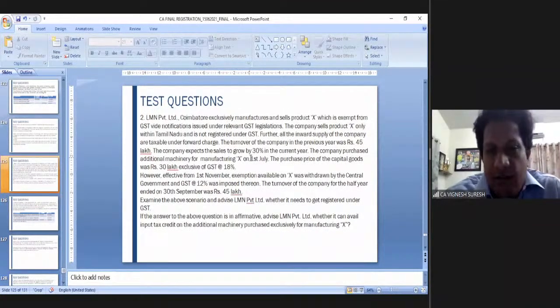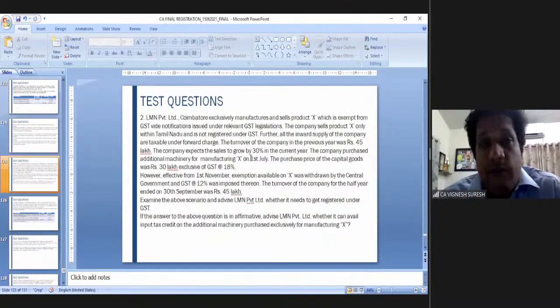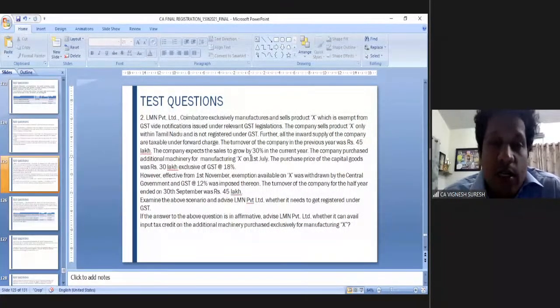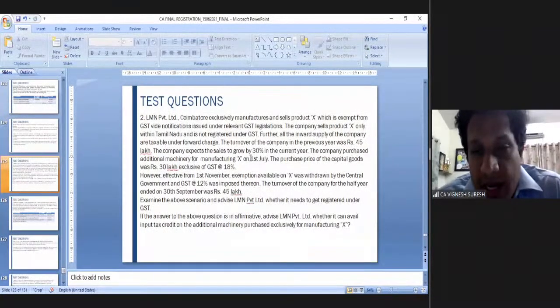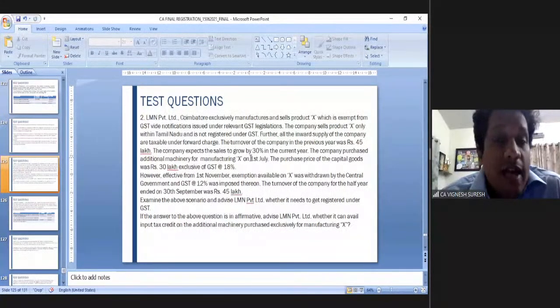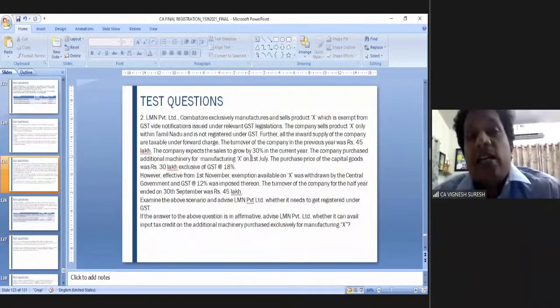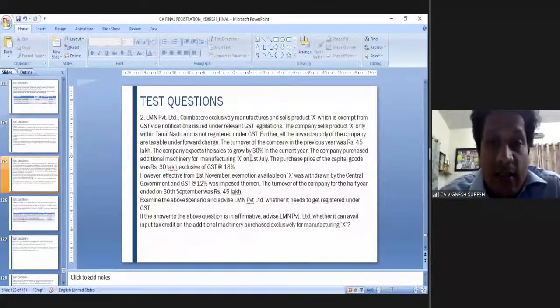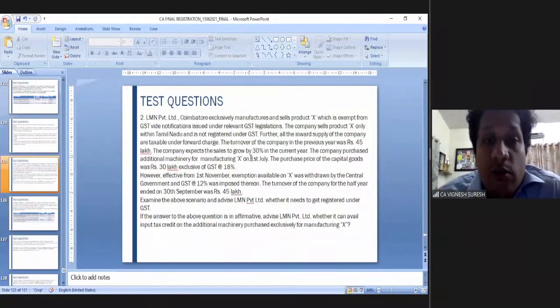Now, if you look at the financial year, from 1st November onwards the exemption was withdrawn by the central government. So from 1st November onwards, this product became taxable. The moment this product became taxable, I will have to see what the aggregate turnover is. In that situation, the aggregate turnover is more than 40 lakhs. So here the state is important. Coimbatore is in Tamil Nadu. This general knowledge you should have. Here he has given Tamil Nadu in the question, but it's a different issue. Coimbatore is in Tamil Nadu.